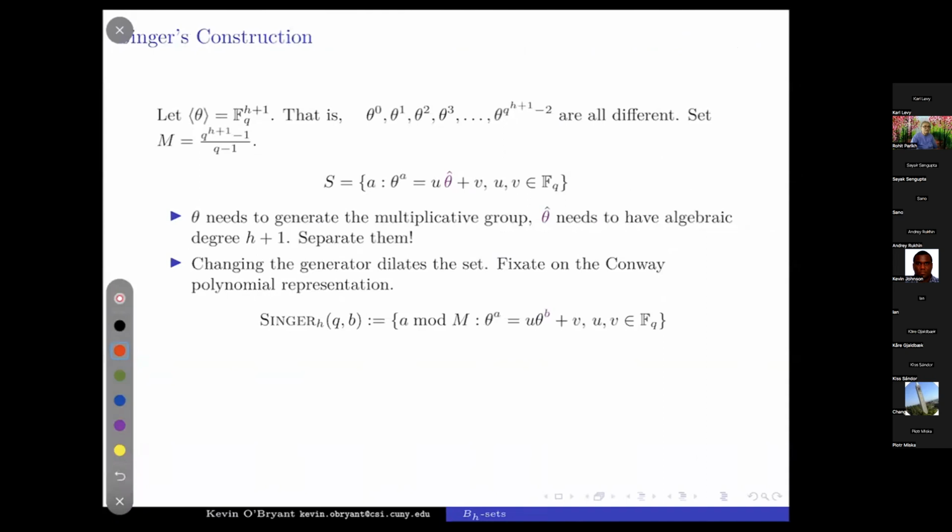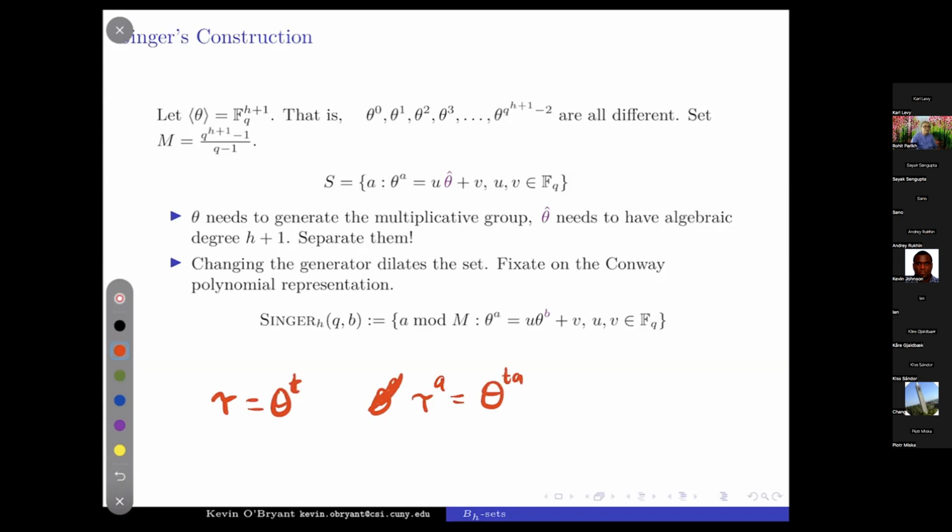Another idea is, what if we had a different generator of the multiplicative group? You had a tau instead of a theta. Does that help at all? Does that give you more sets? But the tau would be some power of theta, right? So the tau would be theta to the t, say. And then tau to the a would really be theta to the ta, and we're just multiplying the a's that we get by t inverse mod m. And so we just end up with a dilation of our set. So choosing other generators doesn't get you more than just dilating things does.